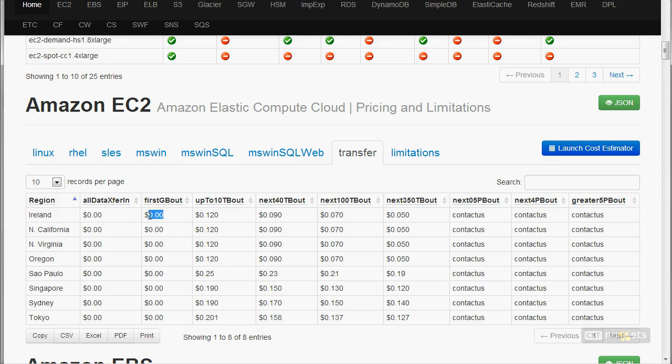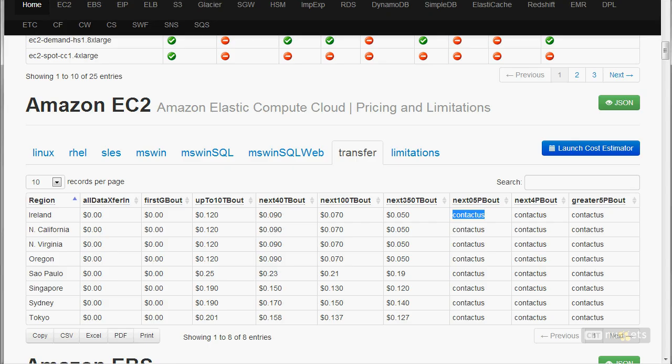Your first gigabyte of data transfer out is also free for all of your instances. However, if you start transferring beyond that, so 2 and all the way up to 10 terabytes out per month, you're going to be charged, at least out of Ireland, 12 cents per gigabyte, up to 10 terabytes of data above the free. Are you getting all this, right? So next 40 terabytes, next 100 terabytes, and then they're like, you know what? If you get up to half a petabyte of data, just give us a call. You're obviously a high volume user, and we want to talk to you about getting better rates than what we even have here on the site.